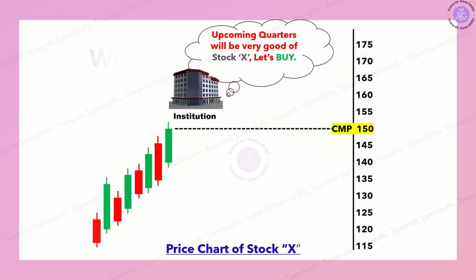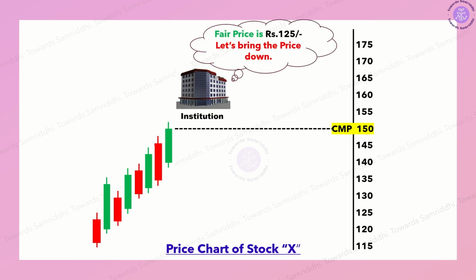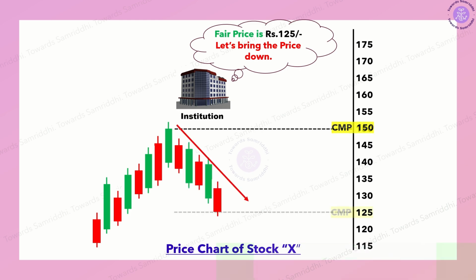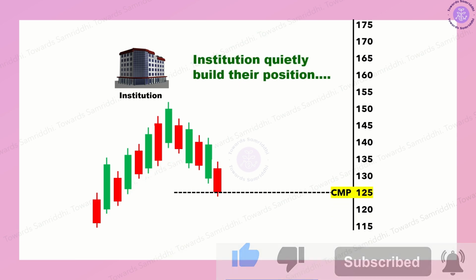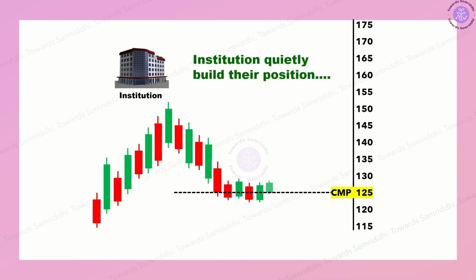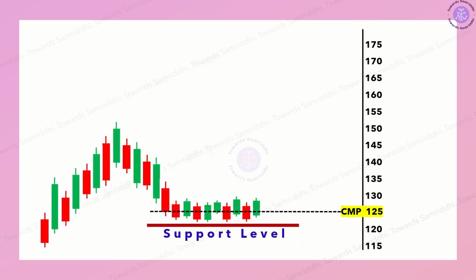Let's take an example. Imagine a stock trading at 150 rupees. An institution believes the stock will perform well in the upcoming quarters, but its current price is a little bit higher than its fair price. They want to buy at 125 rupees instead of 150 rupees. So, they push the market down to 125 rupees, where they quietly build their position. This level, where demand is met and prices start rising, is called the support level. The support level can also be seen as the price point that prevents prices from falling further. It's an area where large buyers step in.